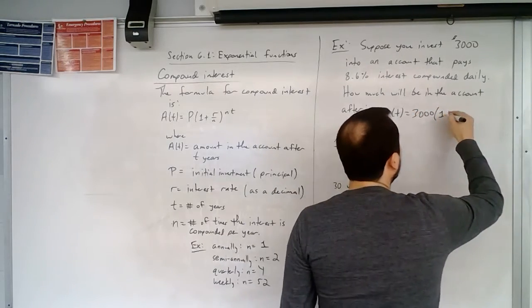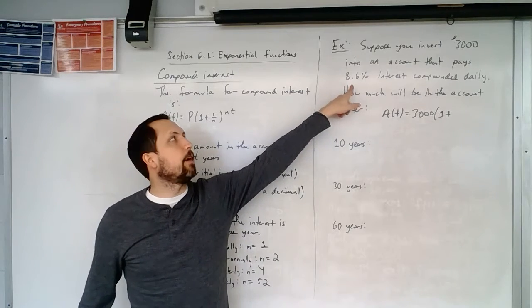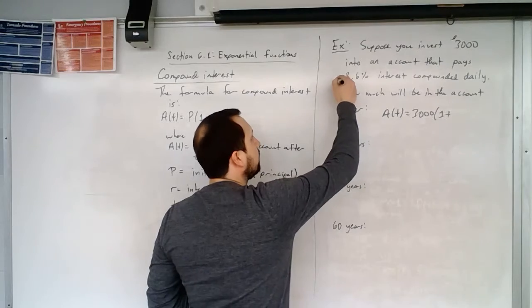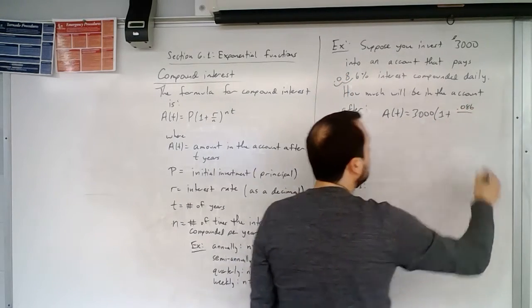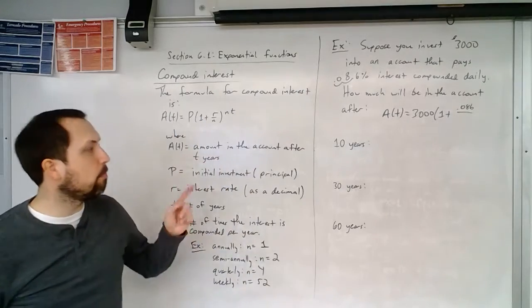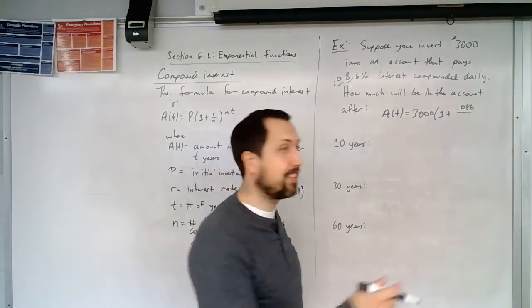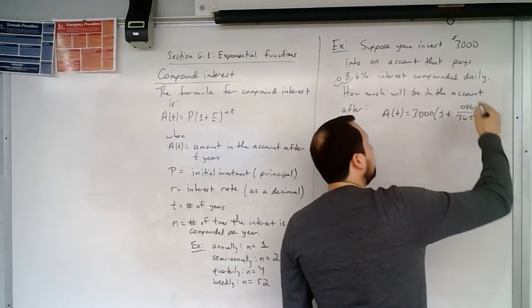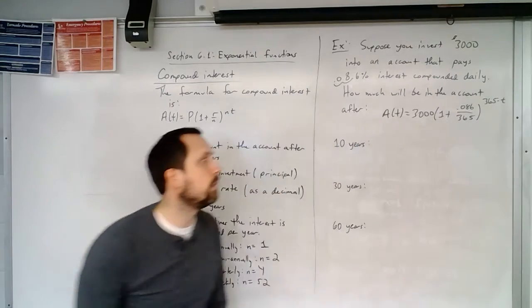I have 1 plus, my interest rate is 8.6%. Now to turn that into a decimal, I move this over 2 spaces. So I have 0.086. I now divide that by the number of times the interest is compounded per year. So if it's daily, there's 365 days of the year. And then I raise this now to the 365 times t.